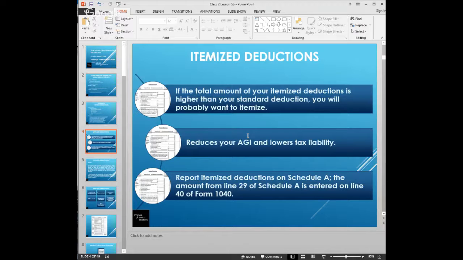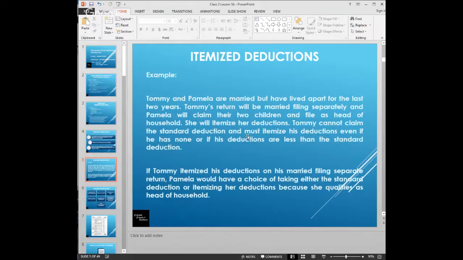You can't take both. I often have people who come in who have very few itemized deductions, and they say, well, I thought I could take this off in my taxes. Well, you can if you itemize, but it is much better and more advantageous to take a standard deduction if the dollar value is higher.